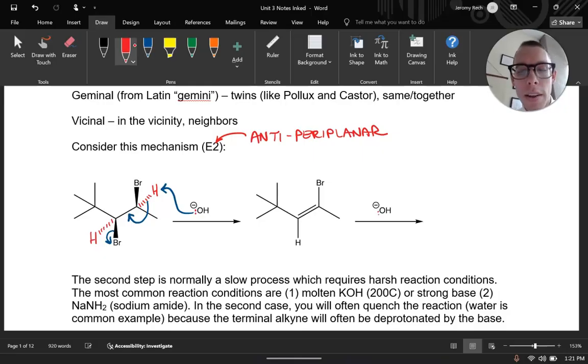If you had excess base, you can then do this again. So I'll have more hydroxide come, abstract another proton, make a triple bond, and then your bromine leaves. Now, if we want to think of our product, overall my backbone, I have 1, 2, 3, 4, 5 carbons.